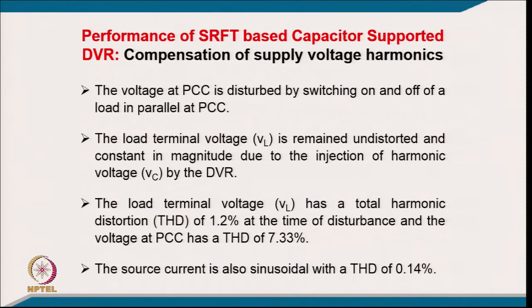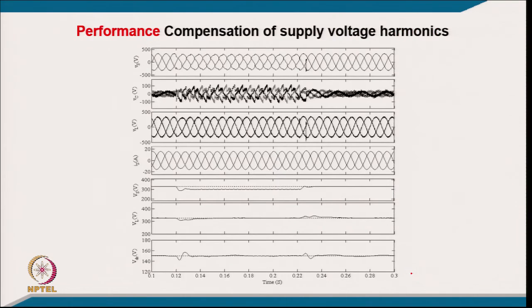Coming to the performance of this SRF theory based capacitor supported DVR for compensation of supply voltage harmonics, the voltage at the PCC is disturbed by switching the load on and off in parallel at the PCC, and the load terminal voltage remains undistorted and constant in magnitude due to injection of harmonic voltage by the DVR. The load terminal voltage has a total harmonic distortion of 1.2% at the time of disturbance, and the voltage at the PCC has a THD of 7.22%, and the source current is also sinusoidal with a THD of 0.19%.